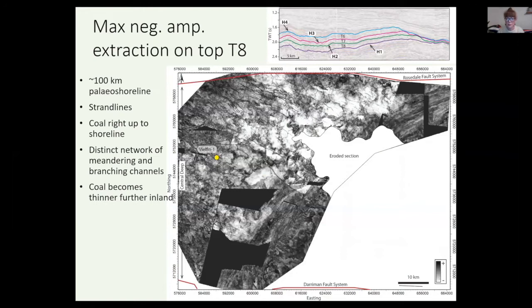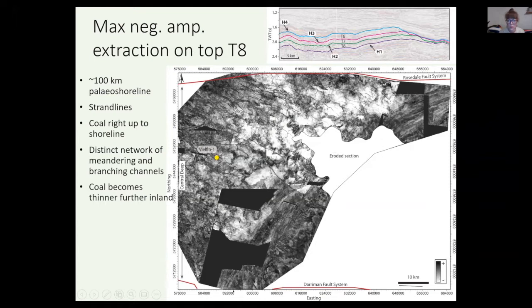We ran a lot of seismic extractions. This is my favorite. This is a maximum negative amplitude extraction on the top T8, so H2 on that little diagram at the top. This is our 7.1 meter coal, which on this seismic appears as a negative seismic event, so maximum negative amplitude of a negative event. On this extraction, the white is coal and the darker colors are siliciclastics.